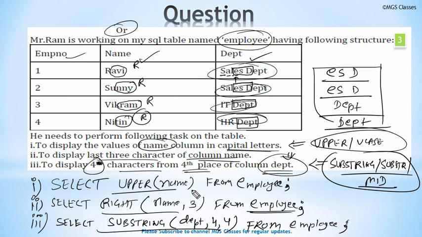So you should know these 3 functions: upper function, right function, and substring function. In place of substring you may use the substr or mid function also. And why have we written 4,4 here? Because in the question it is asked to display the 4 characters from the 4th place. That's why we have used 4,4 here. So this way you can easily write the answer of this question.